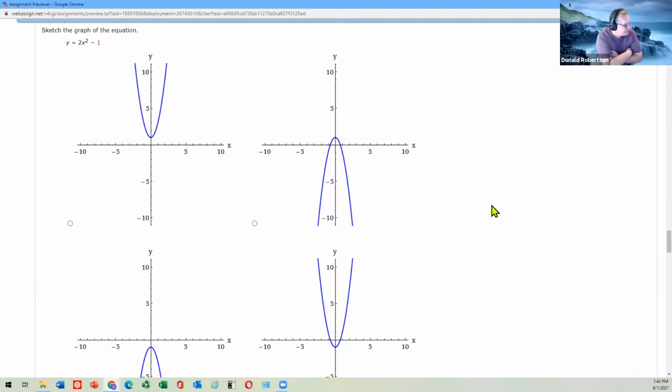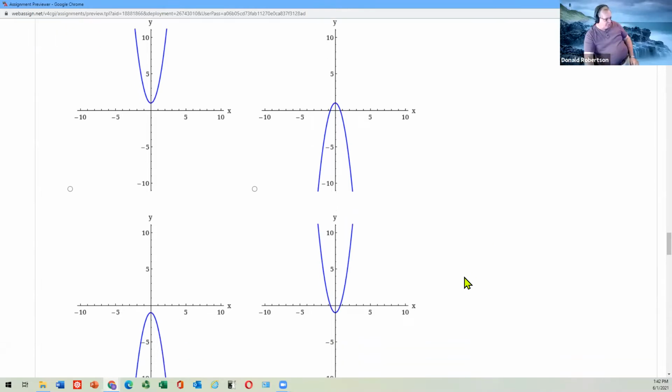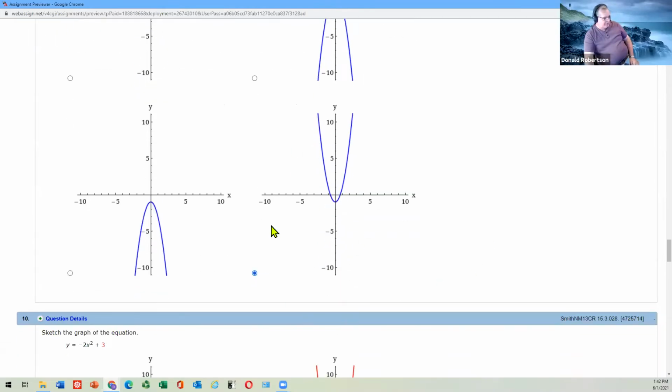So here is a 2x squared minus 1 guy. Again, this should be pretty much the same as the other choices. Happy face or sad face for this one? Happy. And where's it going to cross the y-axis? And that's its vertex, negative 1. So doesn't that combination make it this fourth one here?